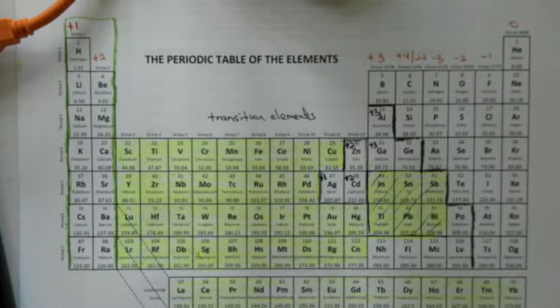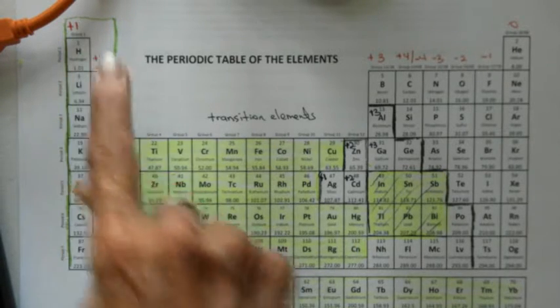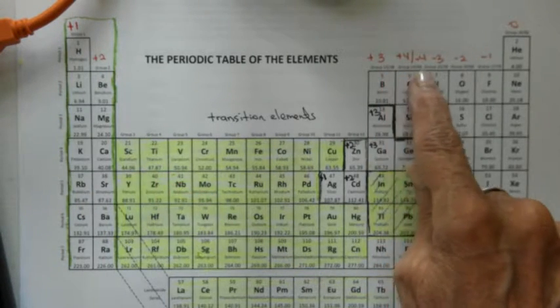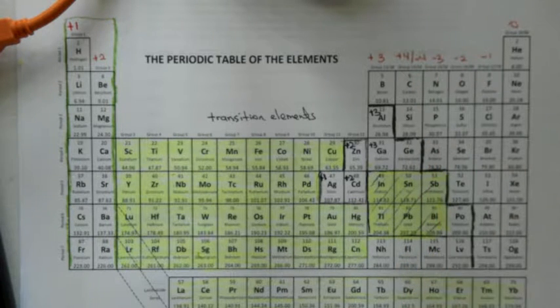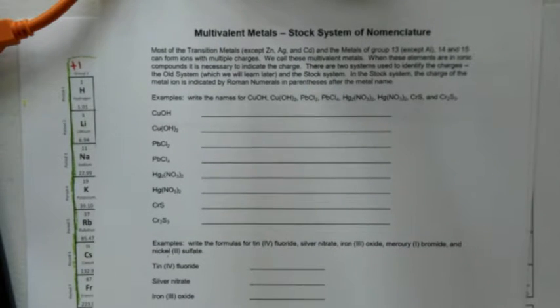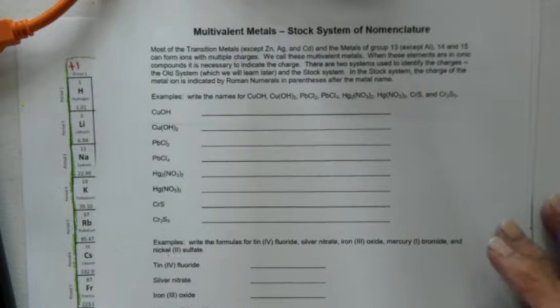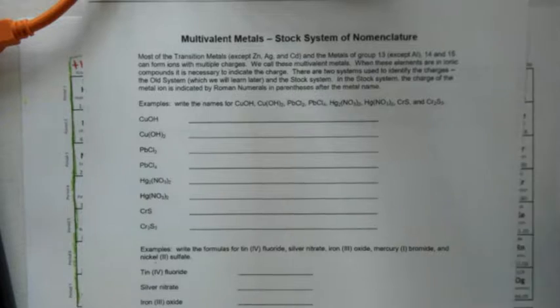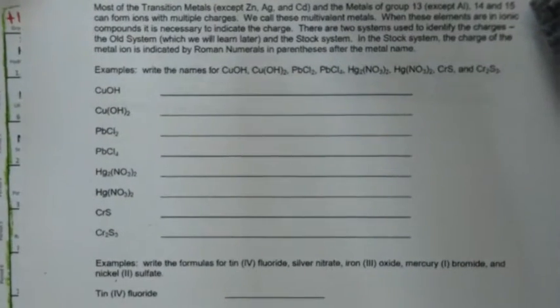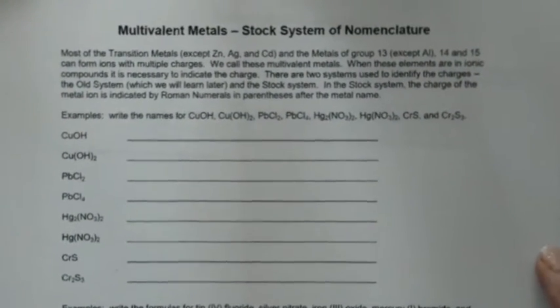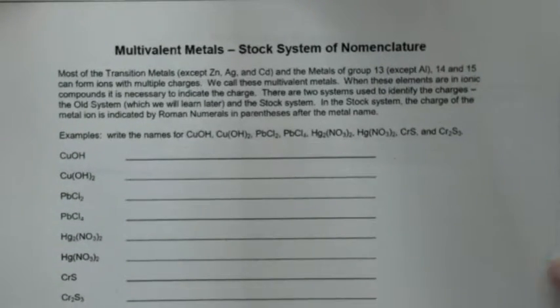So today, I just wanted to make sure we talked about the periodic table. You should have one present with you. Yours should also have 1+, 2+, 3+, 4+, minus 3, minus 2, minus 1. These are things that you should have labeled on your periodic table. So today, we're going to talk about the ones which we call multivalent metals, which use the stock system. Same rules.